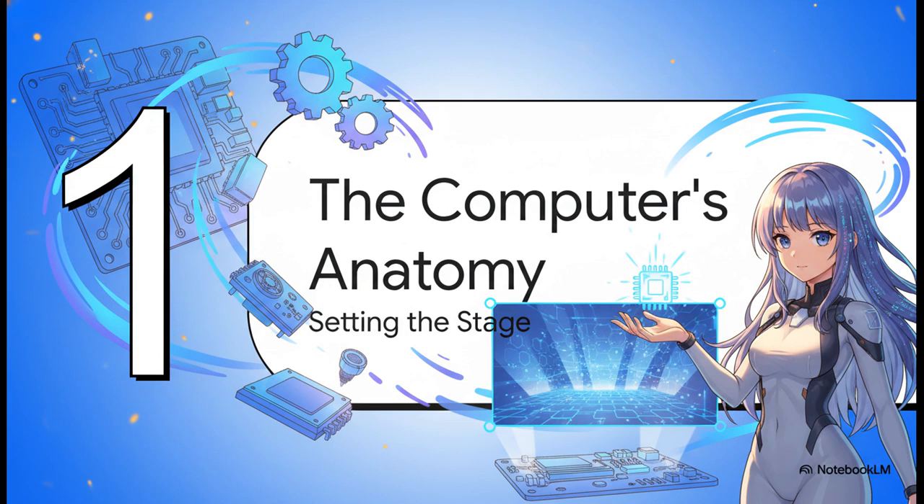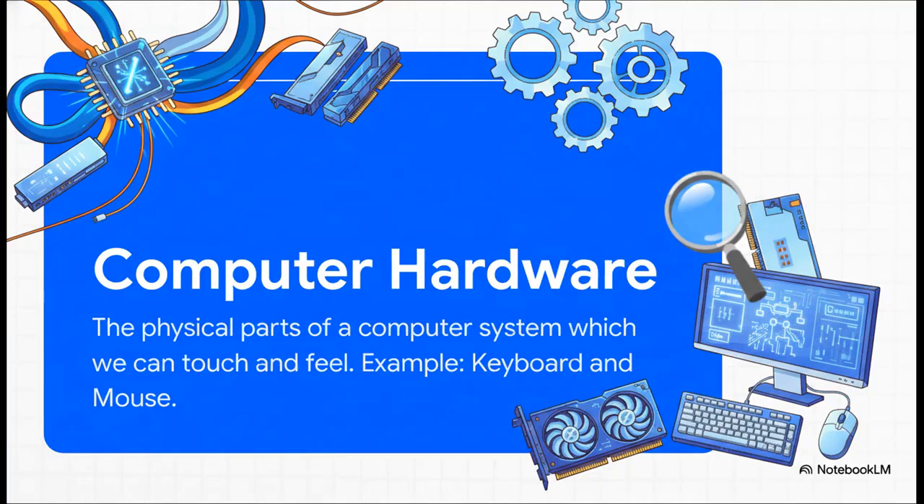Now, before our C program can actually do anything, it needs a stage to perform on, right? So let's take a quick look at the computer's anatomy, the hardware and software that really bring our code to life. First things first, you've got the hardware. Just think of this as the physical stage, the lights, the curtains, the props, basically anything you can actually reach out and touch. This is the tangible stuff where all the action is going to happen.